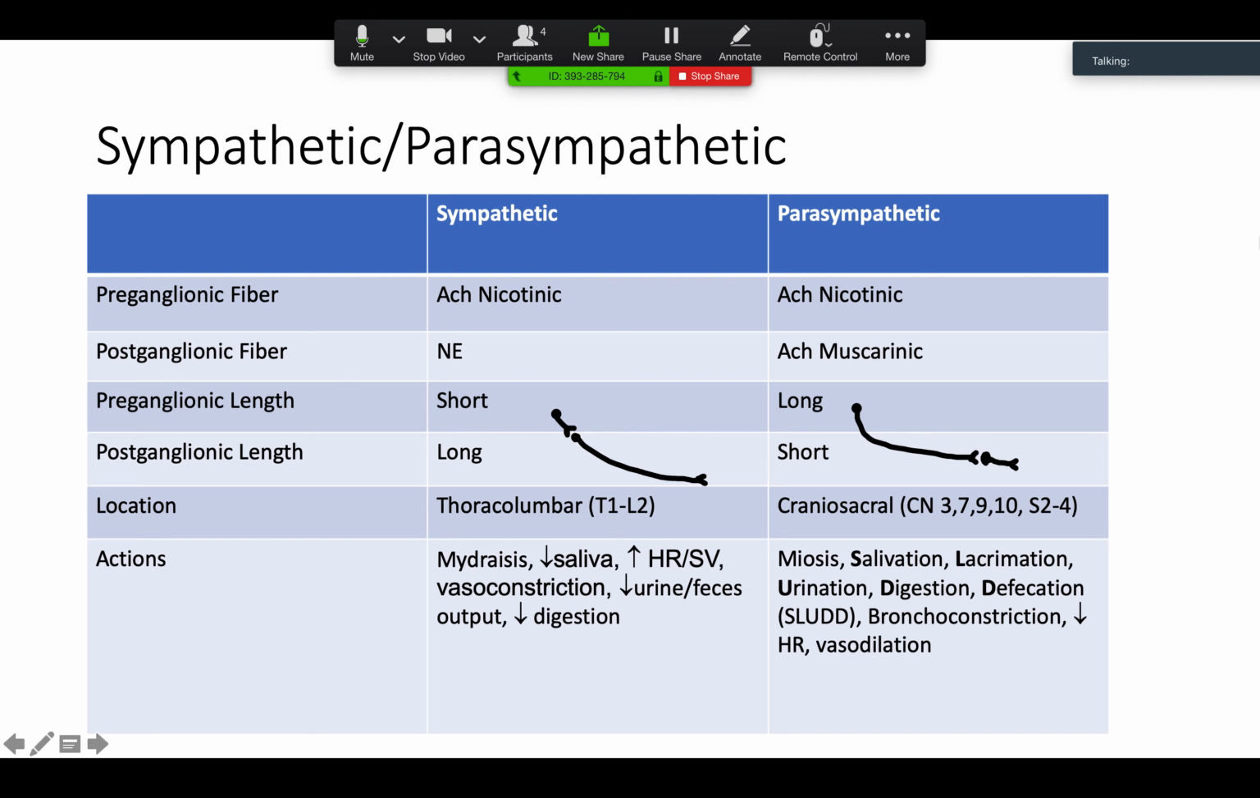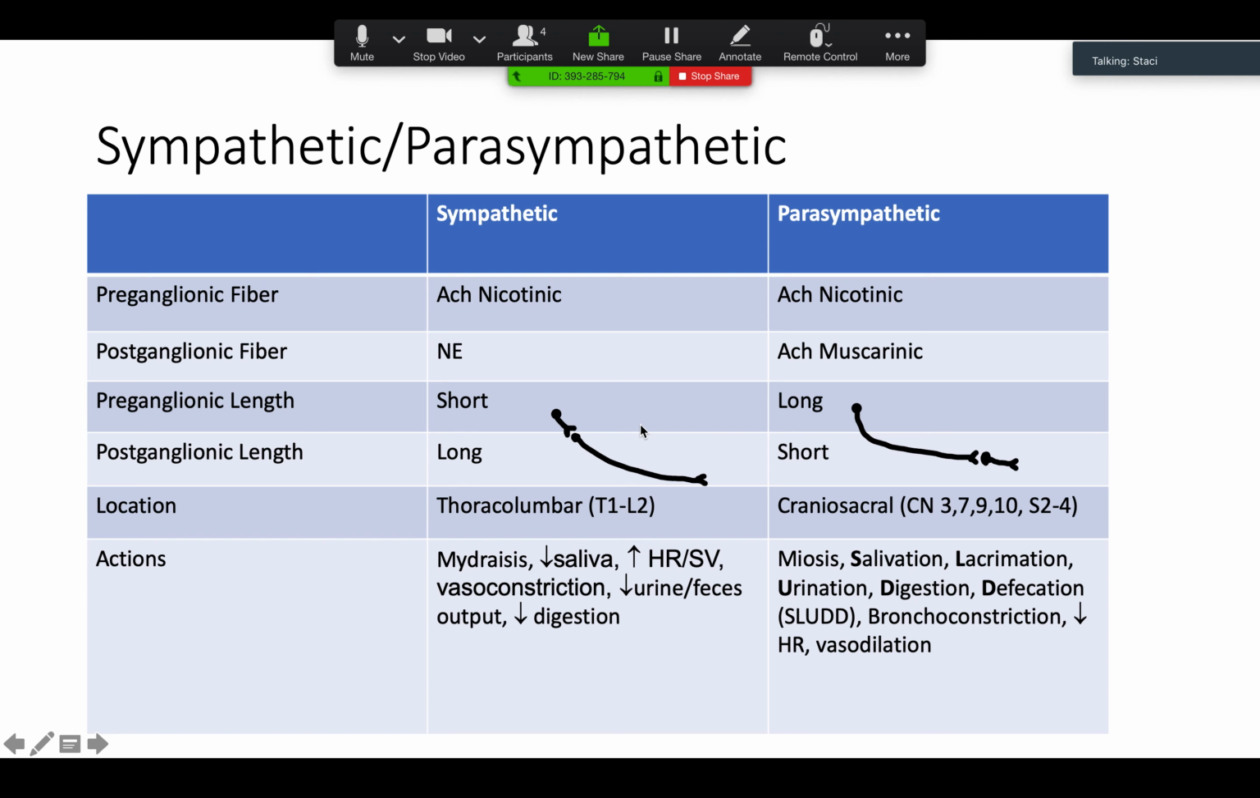So here's our sympathetics and parasympathetics. I try to break it up into if it's preganglionic or postganglionic, and I drew this little picture to help show what it looks like. In our sympathetic system, the preganglionic length is short, where the postganglionic length is really long.